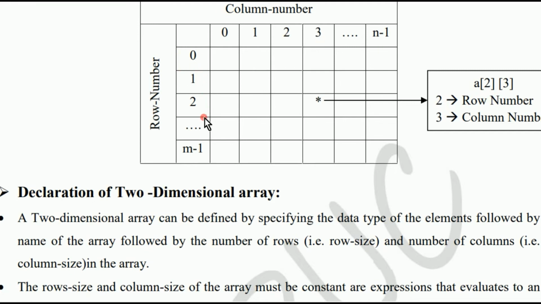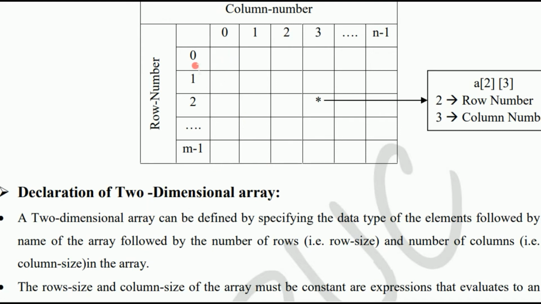For example, if there is a 3 into 3 array, that means 9 elements. If there are 2 rows and 3 columns, then 2 into 3, so there will be 6 elements in the two-dimensional array.